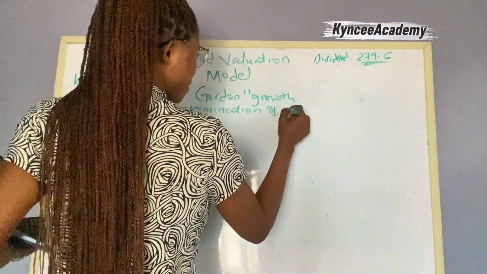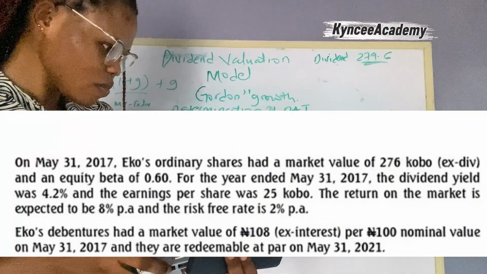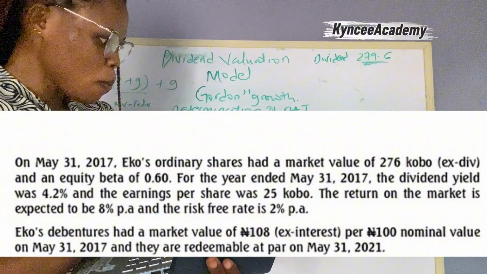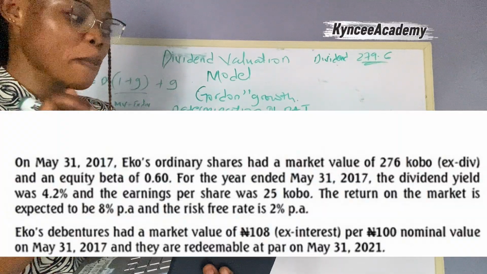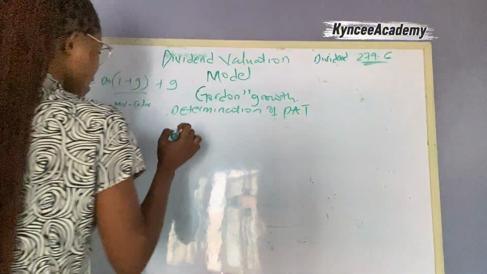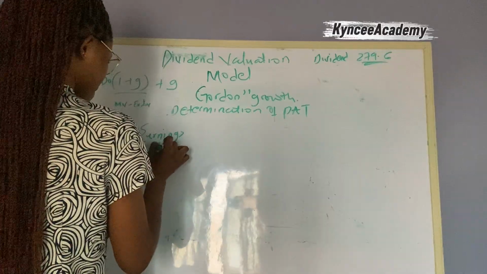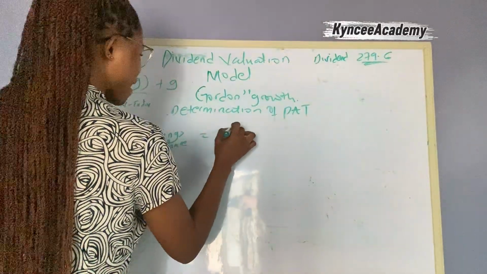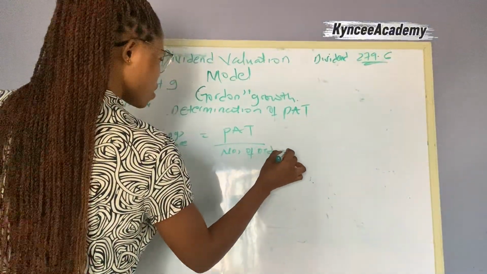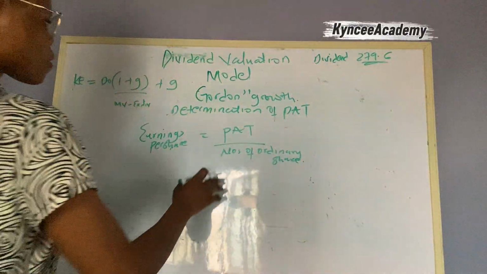Determination of PAT. So in this question, they gave us retained earnings and the earnings per share. They gave us earnings per share was 25 kobo. Now say earnings per share is equal to PAT all over number of ordinary shares. You understand? All over number of ordinary shares.